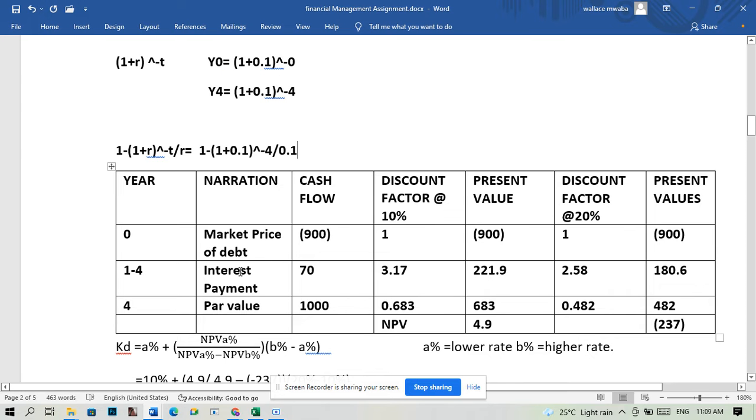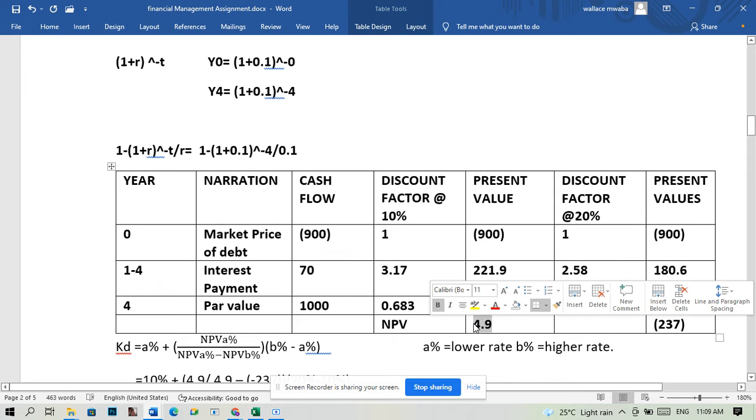So once you found your discount factors, you just multiply, because remember, present value is the cash flow multiplied by the discount factor. So it's 70 times 3.17, we get 221.9. Then we say 1000 times 0.683, we get 683. Now we're going to total up our present values. So negative 900 plus 221.9 plus 683, we're going to get 4.9.